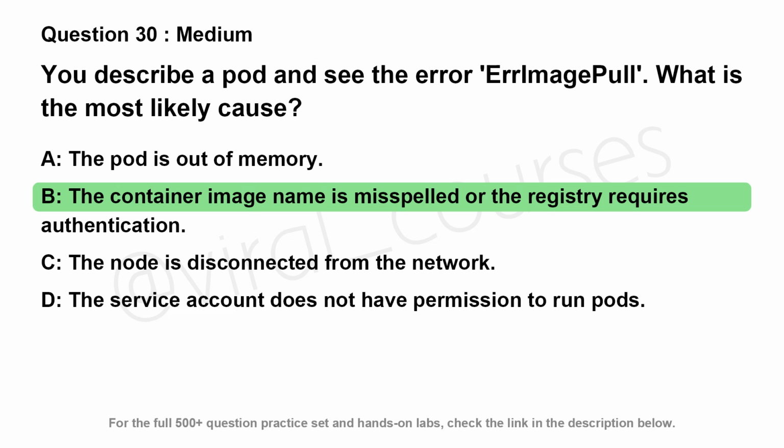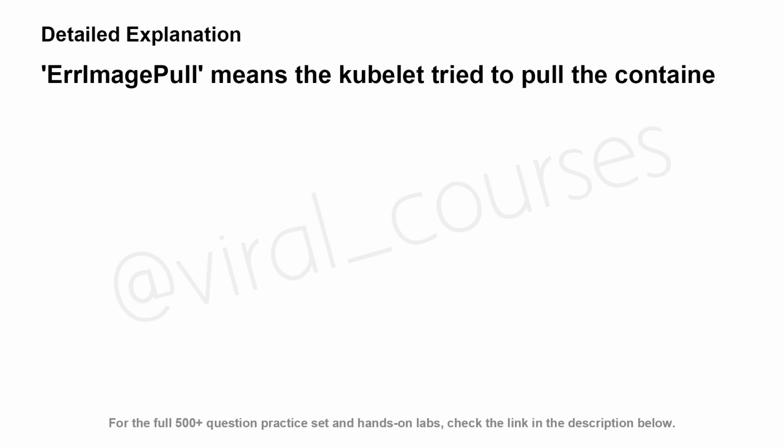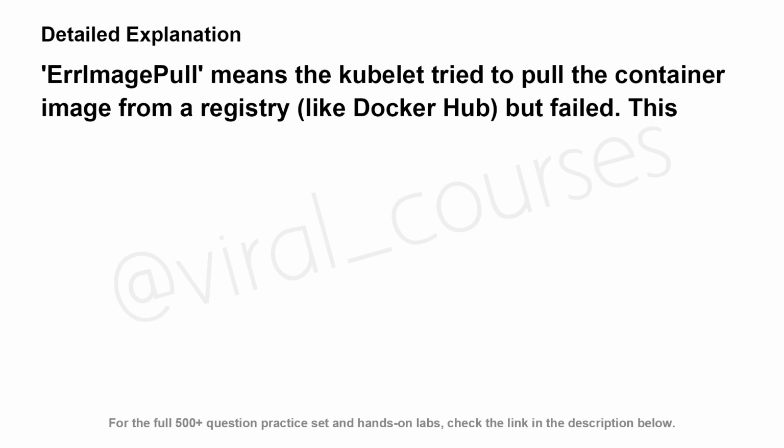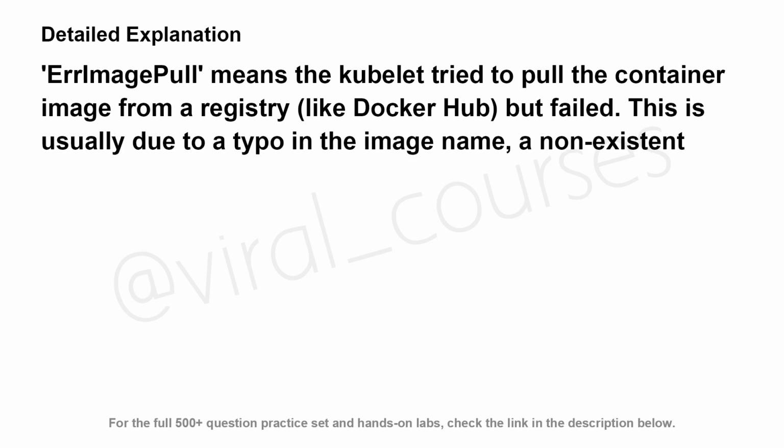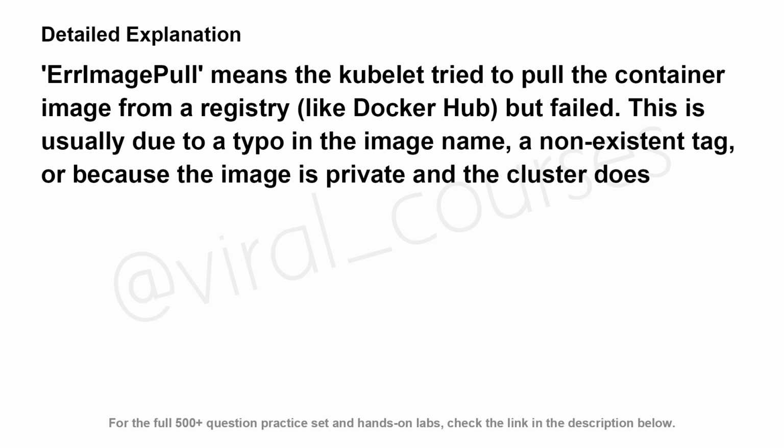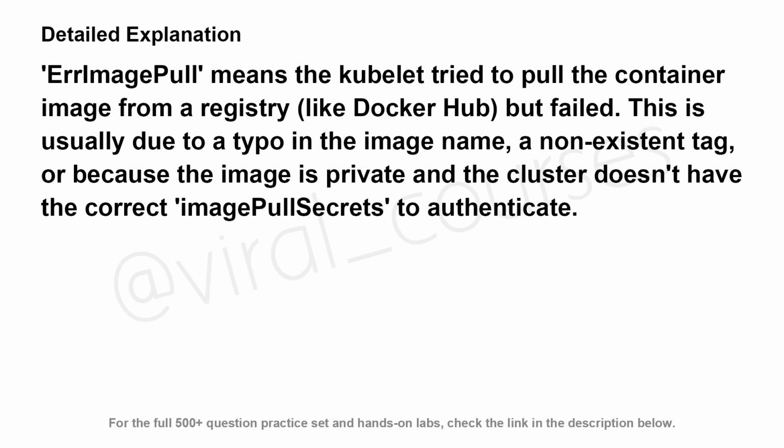The correct answer is B. ImagePull means the kubelet tried to pull the container image from a registry, like Docker Hub, but failed. This is usually due to a typo in the image name, a non-existent tag, or because the image is private and the cluster doesn't have the correct imagePullSecrets to authenticate.